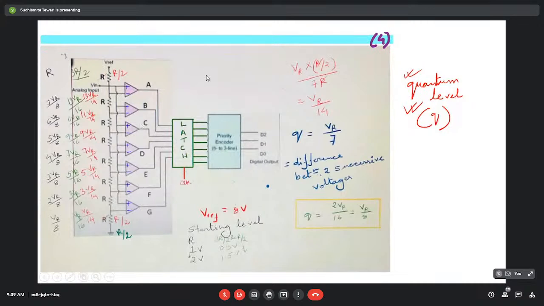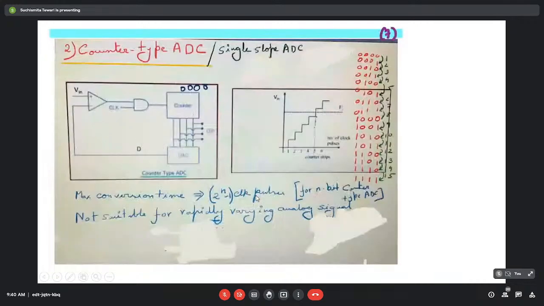So our next approach would be about the conversion time. We are very satisfied with that, but with the circuit complexity, we are not very satisfied with this kind of ADC. So in the next approach, we will try to decrease the circuit complexity. Here comes the counter type ADC. So what was our main goal? Our main goal was to decrease the number of comparators.